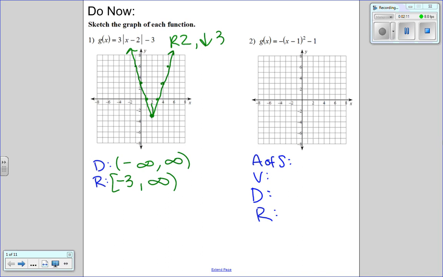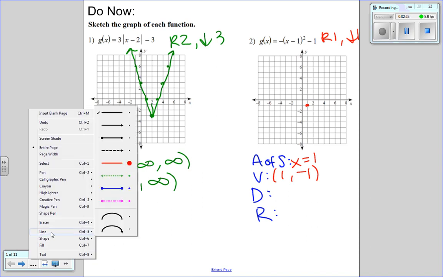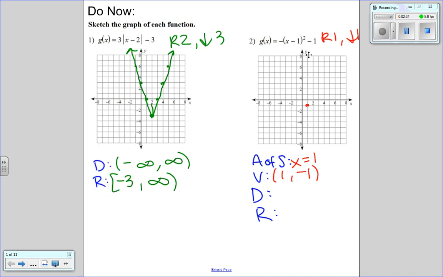Okay, on the second one, again, we're thinking about what it looks like. x minus 1 tells me it's going to go to the right 1 and then down 1 because of this other 1. So my vertex is right 1 and down 1. It is right here at 1, negative 1. My axis of symmetry then is at x equals 1. It's the vertical line through that point. So I'll go ahead and fill that line in just so we can visually see it. That's our axis of symmetry that we will use when we're plotting our points.